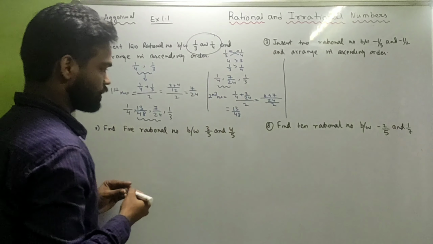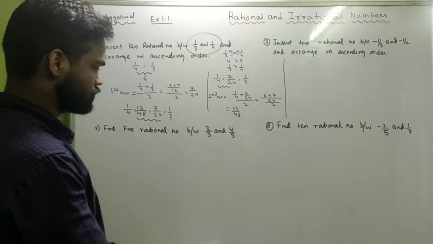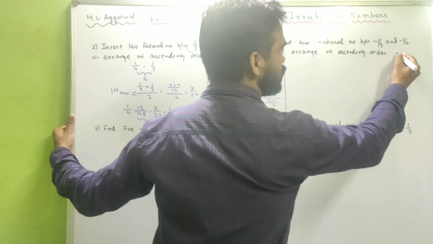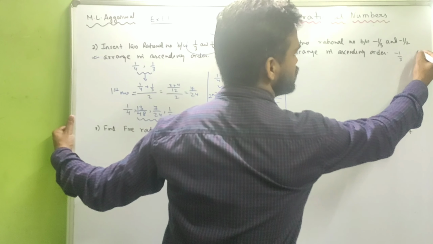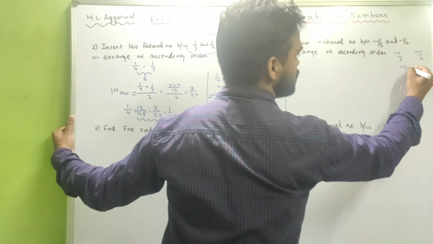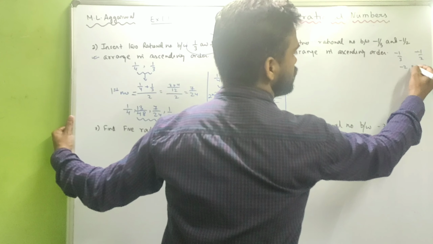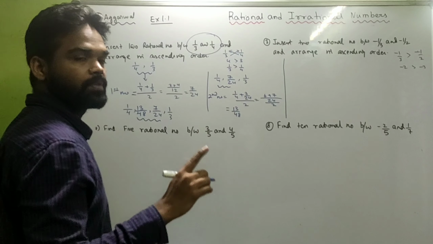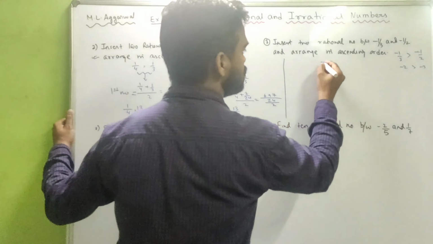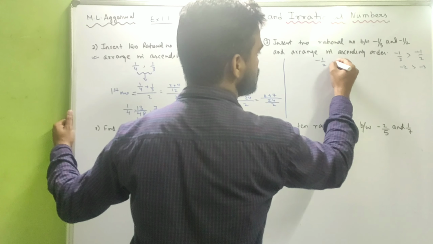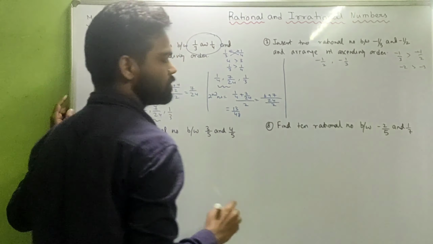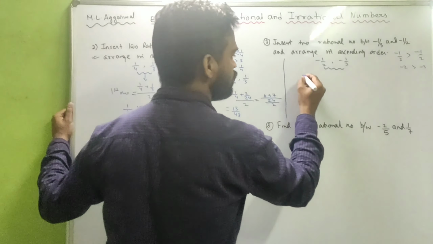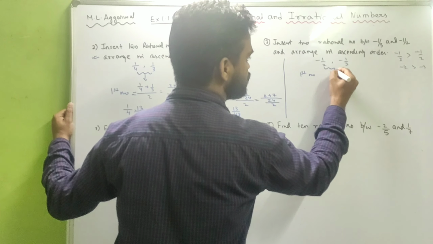Similarly over here you see, insert two rational numbers between minus 1 by 3 and minus 1 by 2. Same way, first I'll check which one is the bigger one and which one is the smaller one. So minus 2 and minus 3, which means minus 1 by 3 is greater than minus 1 by 2, which means minus 1 by 2 is less and minus 1 by 3 is a bigger number. What I'll do, I'll first insert between these two. I know how to insert.